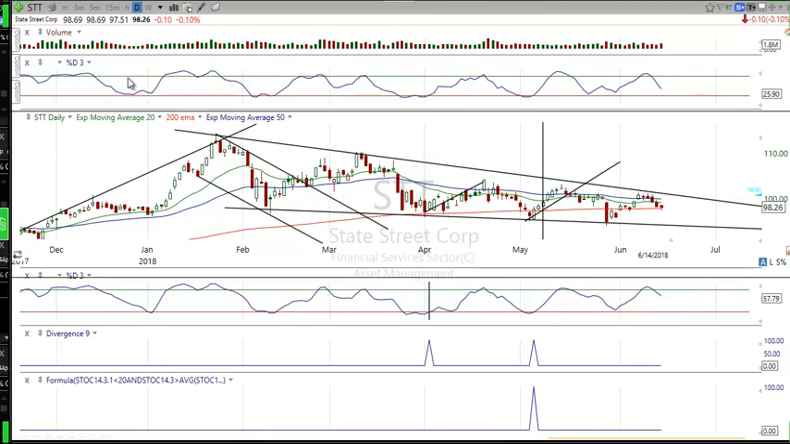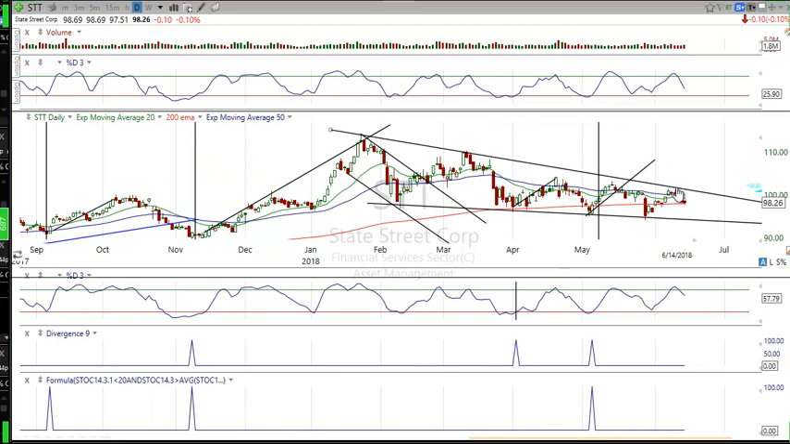There's a bank stock I have my eye on. Not ready yet. State Street Bank. Traded it back in the past. Looks like a decent enough wedge pattern. We just need a divergence and a wedge to really lock it down.